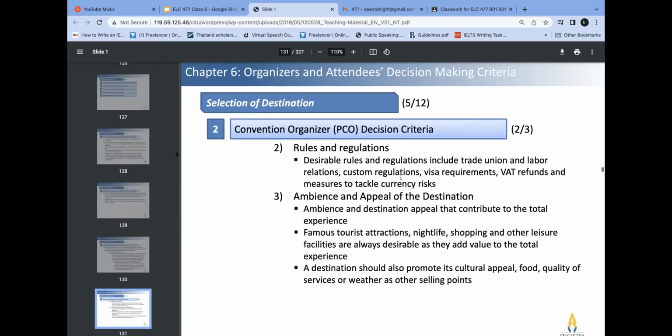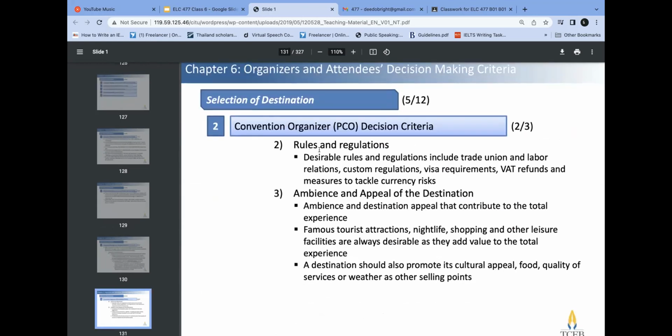Okay, so moving to the next one, which is rules and regulations. For the convention organizer, the decision criteria are how we understand the rules, what we need to do, and what we cannot do. Desirable rules and regulations, for example, what attendees or participants can do. These include union labor relations, customs regulations or requirements, refunds, and the measure of ticket currency.